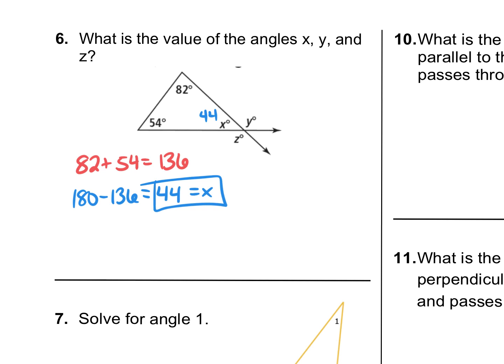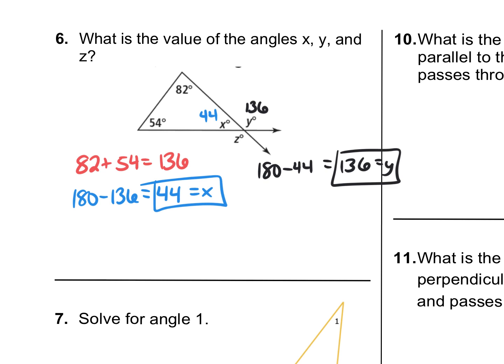180. They're 180. What's the word? Adjacent or supplementary, right? So they're adjacent to each other because they're on that straight line. Well, we know they're supplementary because they're on the straight line. Okay, so I know they add up to 180. So how can I find that value of Y? 180 minus 44 is 136. So I got 136 for Y.